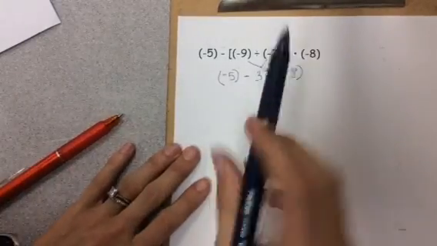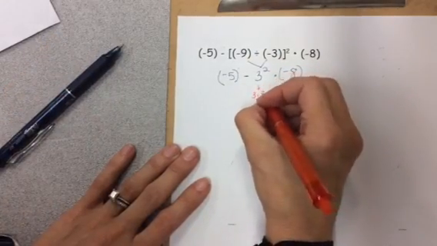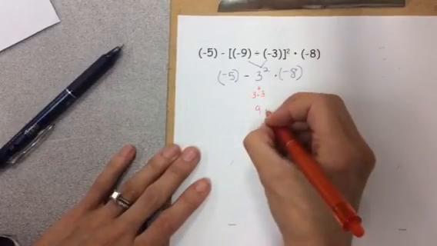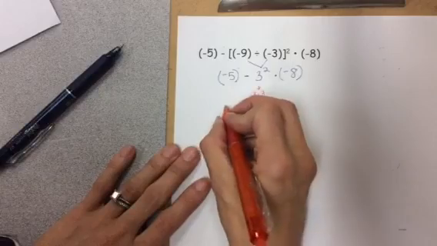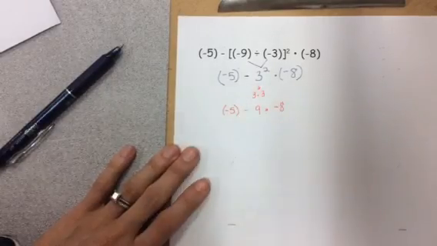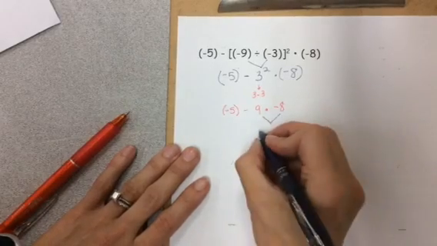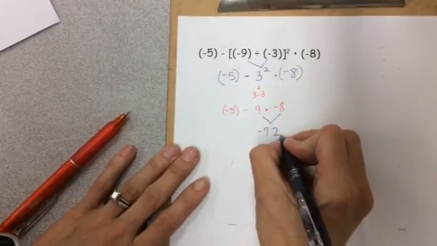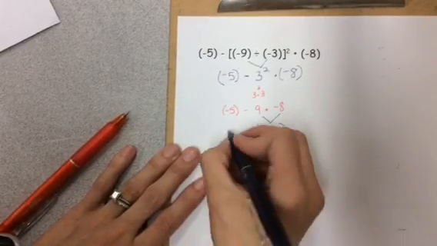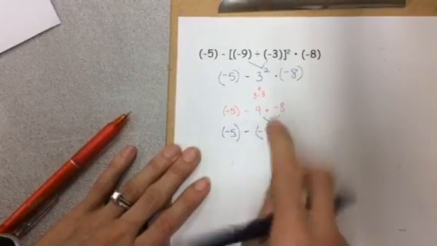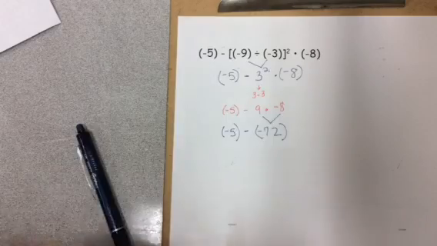So then 3 squared is 3 times 3, which is 9. Bring down times -8. And then bring down my minus sign and my -5. So next I'm going to do multiplication. 9 times -8 is -72. And I need to bring down my minus sign and my -5. And I put this -72 in parentheses so I wouldn't get it confused with the subtraction sign.